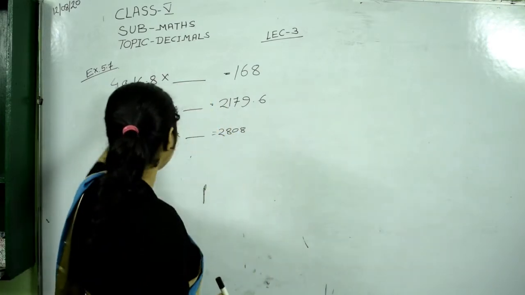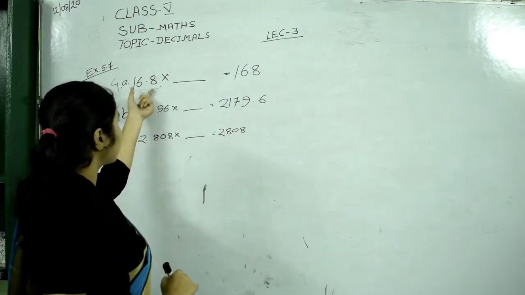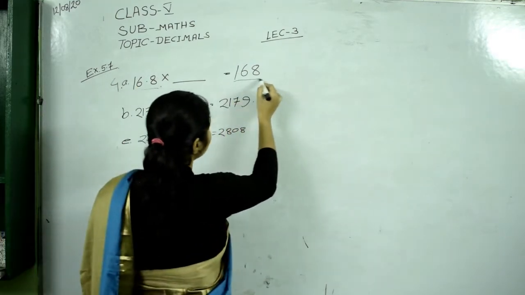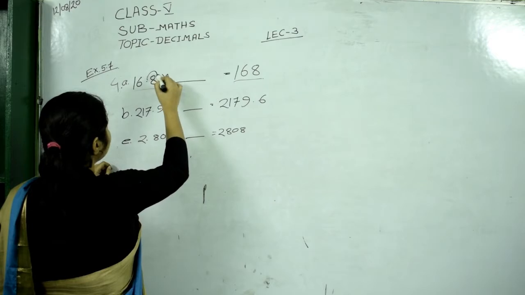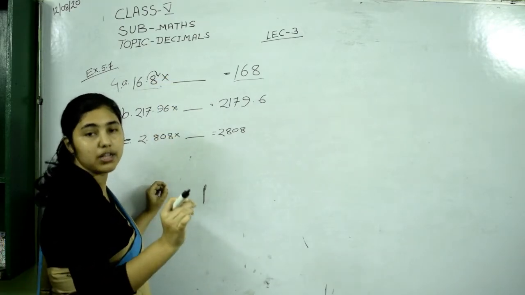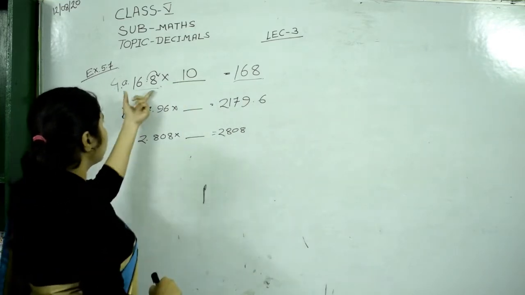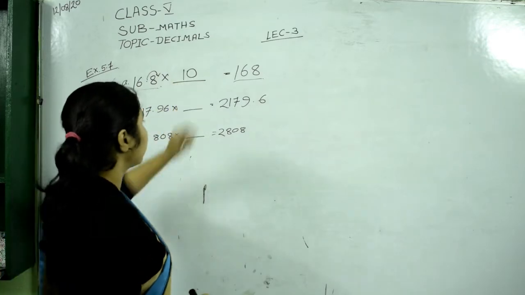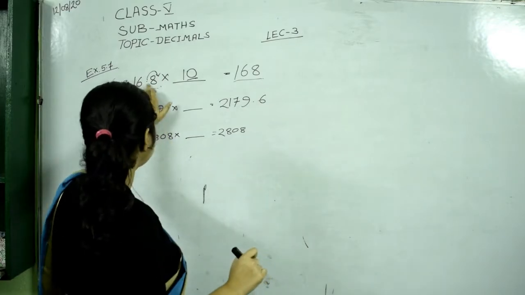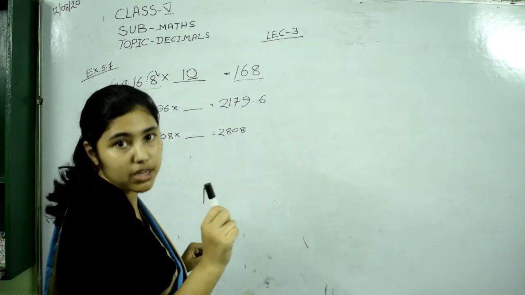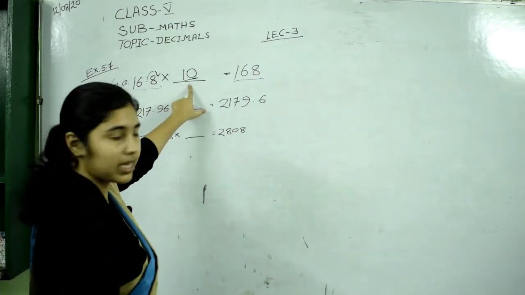Next, we will solve question number 4. Now, look at here. Our multiplicand is 16.8 and our product is 168, right? Which means the point has shifted 1 decimal place, which means we have to multiply 16.8 with 10. Because we know that if there is 1 zero followed by 1, then the decimal point shifts 1 decimal place, right? So that's why we have to multiply here by 10.